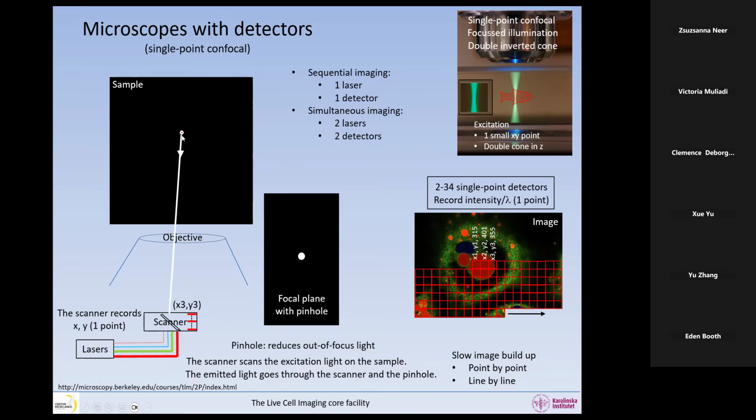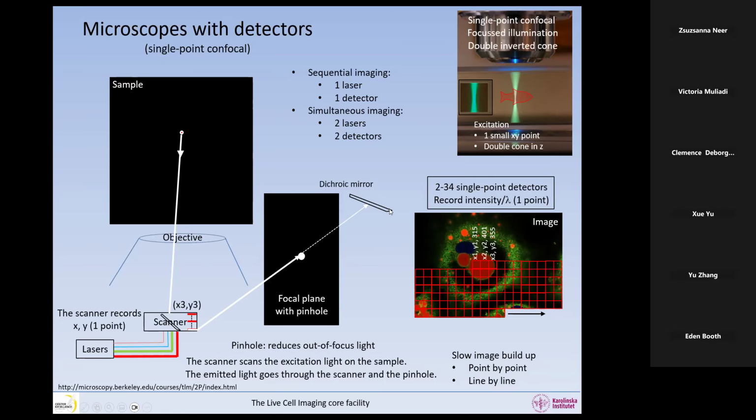Good. Now we have the two lasers on at the same time, which means the two fluorophores are well excited. They both fluoresce, and what we get back from the sample is a complex light with the fluorescence from two different fluorophores. That goes through the objective, reaches the scanner, and the scanner sends this complex light towards the pinhole and towards the detectors. Now we have two detectors on at the same time. And here we have a dichroic mirror.